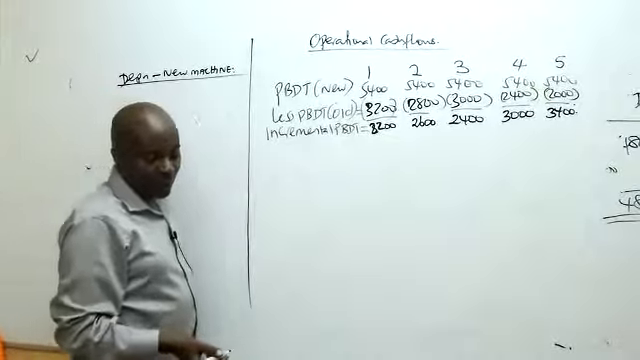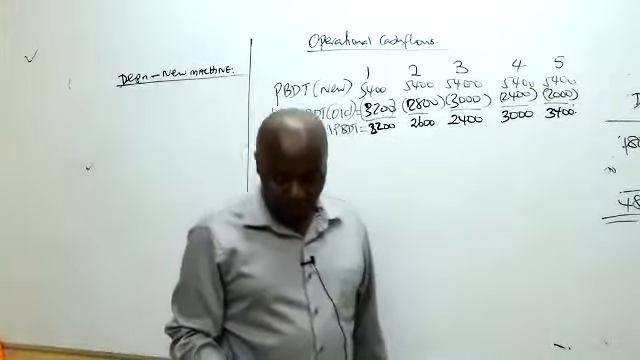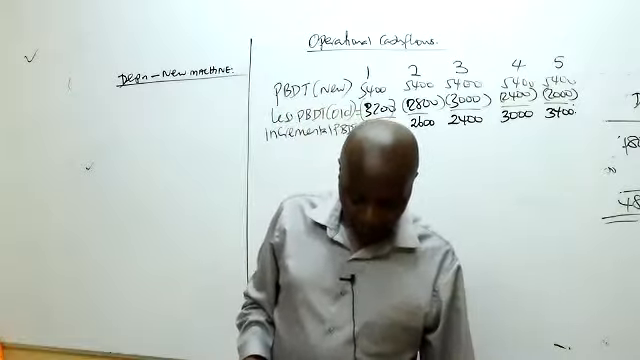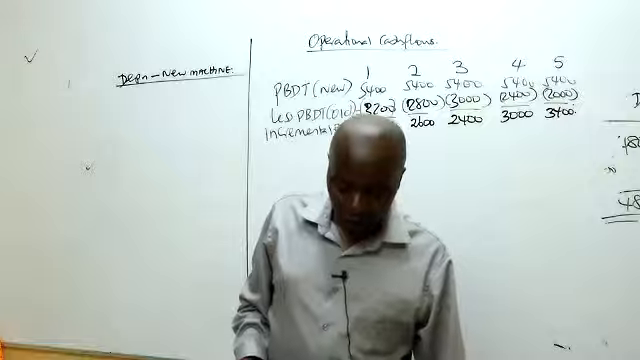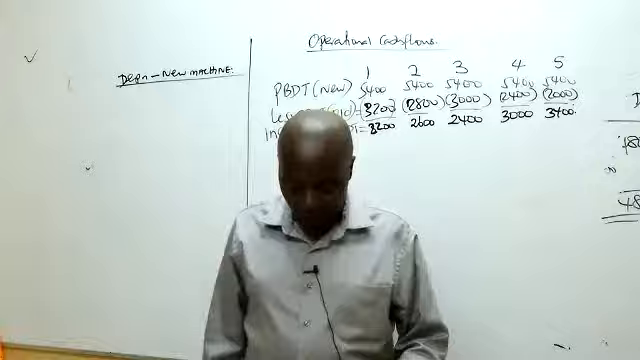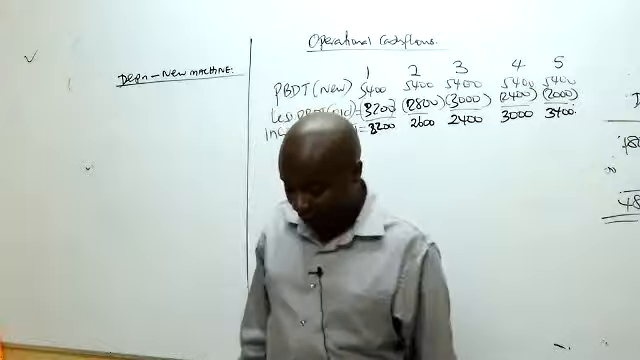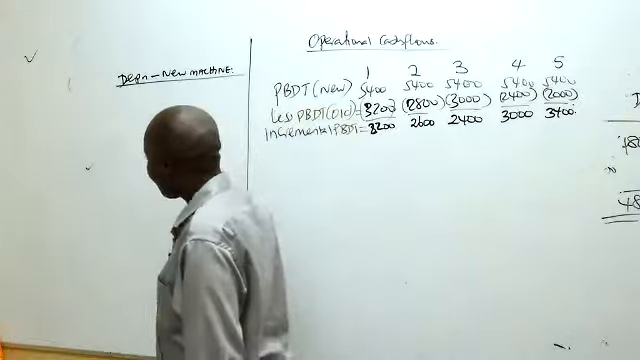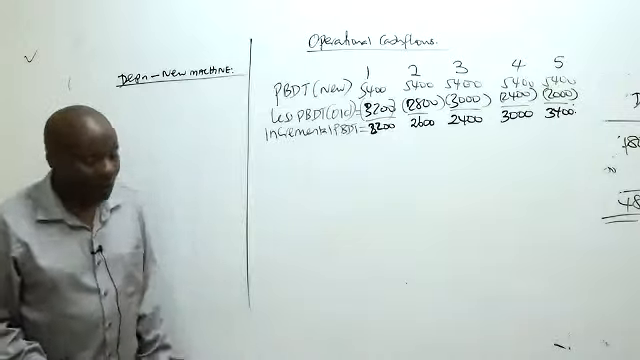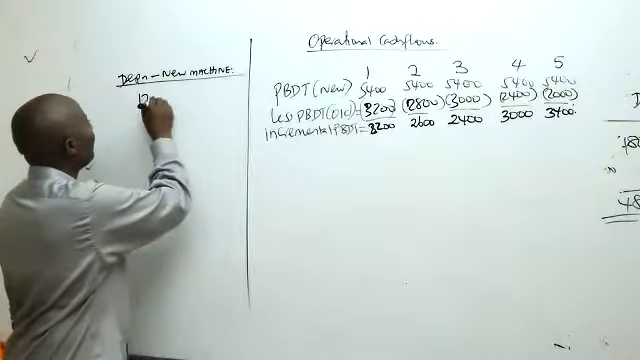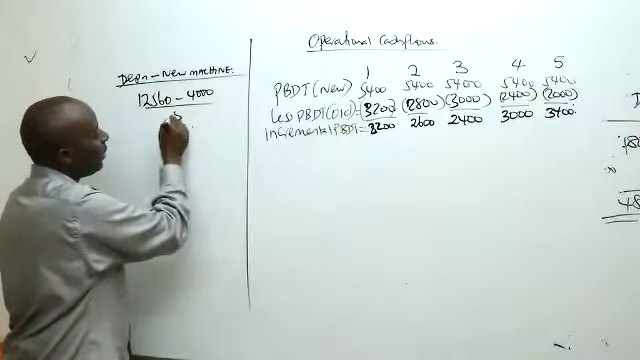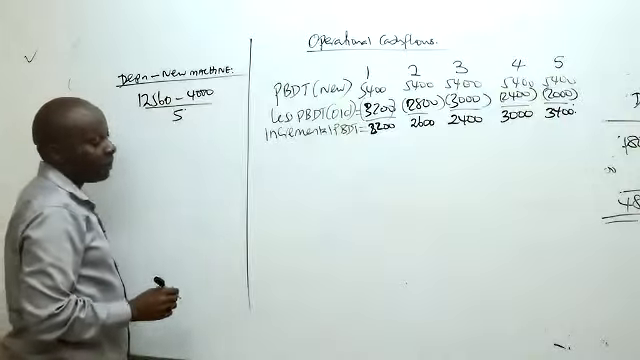So the new machine, from this particular paragraph, the paragraph that is talking about the new machine, they told us that the cost is 12,560 with a salvage value of 4,000, and the useful life is 5 years. So we have 12,560 minus 4,000 divided by how many years? 5 years.